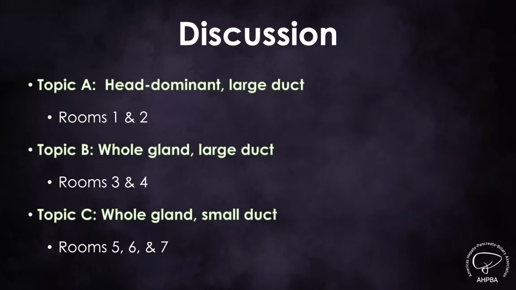There was an actual room 3, so we got moved from room 7 into room 3. So I'll chime in from our group, and we discussed all the things that the room 4 people discussed, but also included that our operation of choice would likely be a Puestow in the large duct whole gland disease patients. We obviously wanted to confirm that there was no concern or evidence of malignancy with preoperative imaging, including pancreatic protocol scan, as well as EUS with biopsy of any concerning lesions in the head of the pancreas.